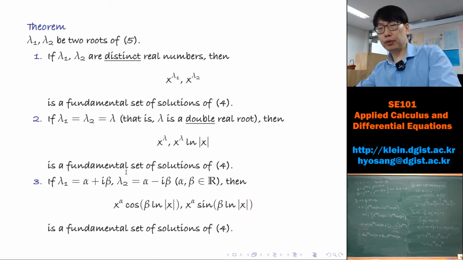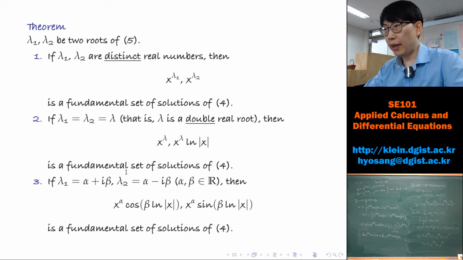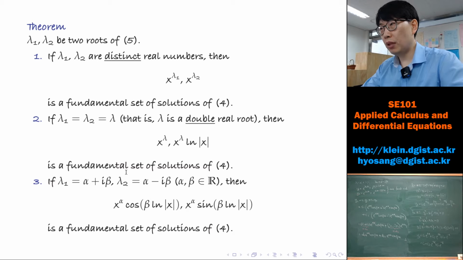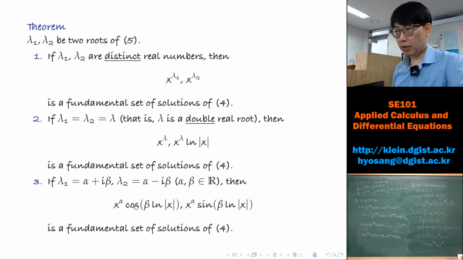If you have two roots of the characteristic polynomial, then the fundamental solutions are x to the lambda 1 and x to the lambda 2. Instead of exponentials, you have x to the lambda. So power functions are the fundamental solutions to the differential equation. If you have a double root, then x to the lambda is one solution and ln x times x to the lambda is another. And if you have complex roots, then these are the fundamental solutions.